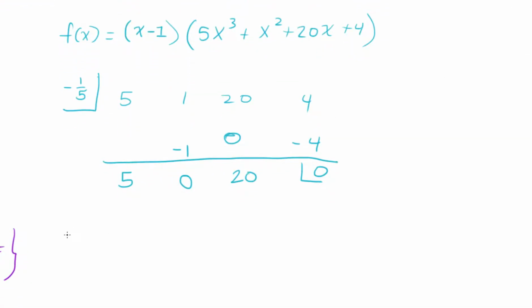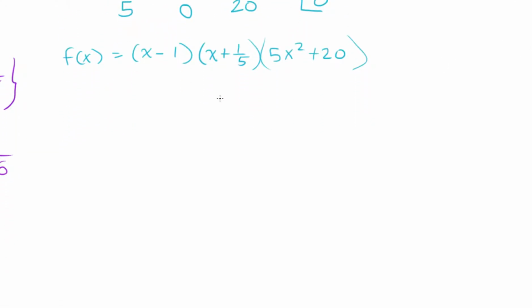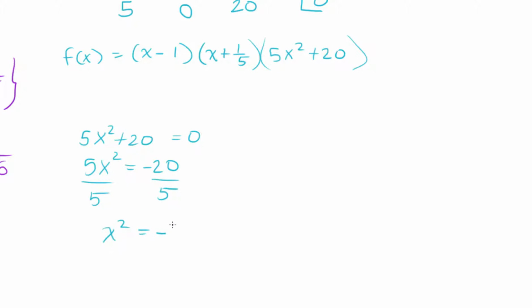Okay, so now we're going to rewrite f of x with the next factor, x minus 1 times, remember if this is negative and the factorization is positive, so x plus 1/5, and then times 5x squared plus 20. Okay. Now we can solve for 5x squared plus 20 just like the previous example. So 5x squared plus 20 equals 0. 5x squared equals negative 20. Divide by 5. We get x squared equals negative 4.